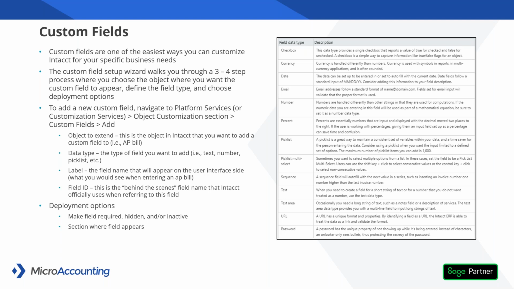To add a new custom field, all you're going to have to do is navigate to platform services or customization services, then the object customization section, then custom fields, and then add. The first step when adding a custom field is choosing your object to extend. Referring back to the previous slide about objects, this is where it becomes important. Your object to extend is the object in Intacct that you want to add a custom field to. An easy example, like I mentioned earlier, would be an AP bill. If you wanted a custom field on an AP bill, this is where you would select that as your object to extend.